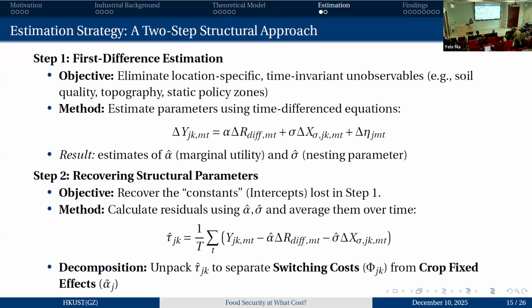This definition is also very basic. It gets to the first difference estimation, the difference of some time invariant unobserved variable, and estimate the alpha hat and sigma hat. Second, we recover structural parameters by calculating the residue between factors and average them over time. Finally, we decompose the cost and the bulkhead effect.